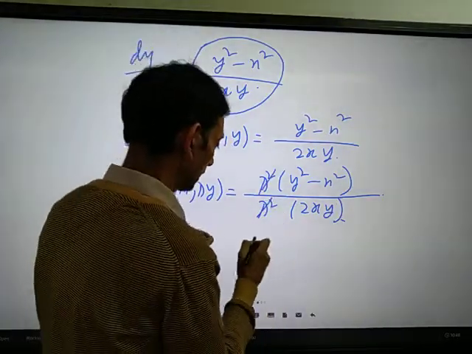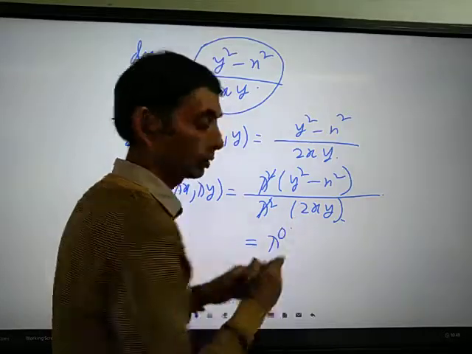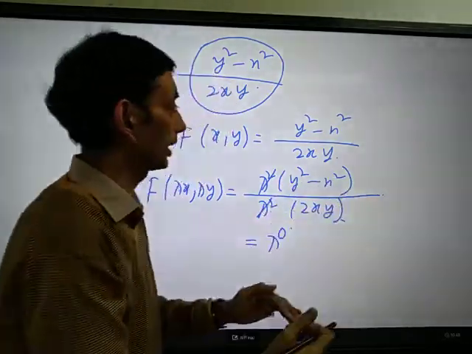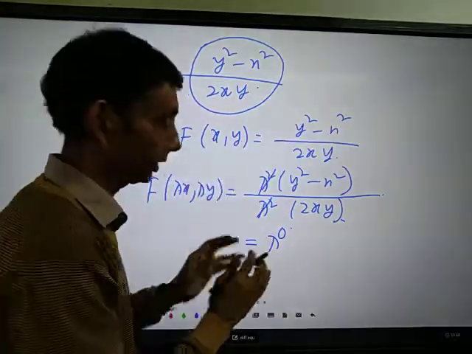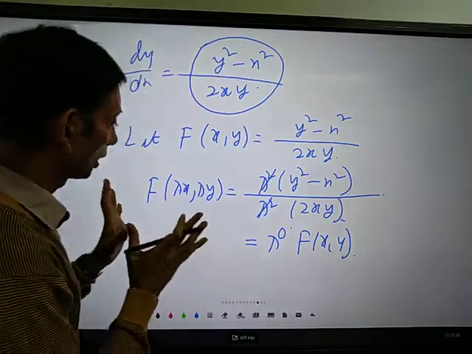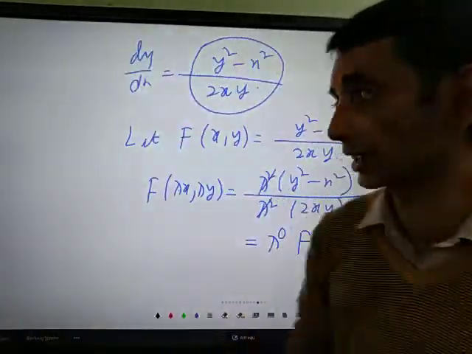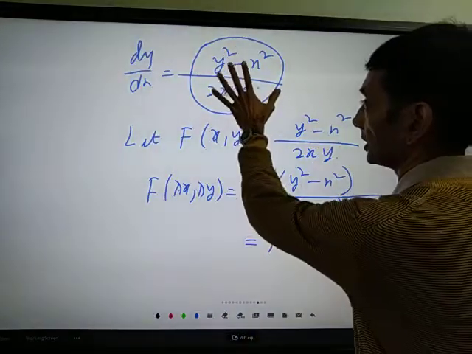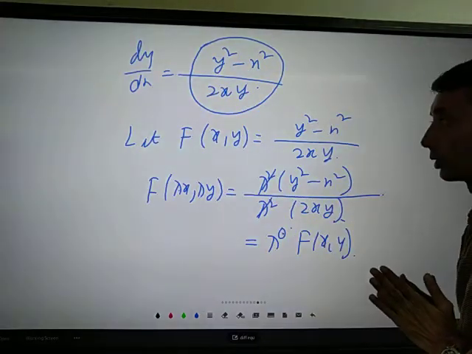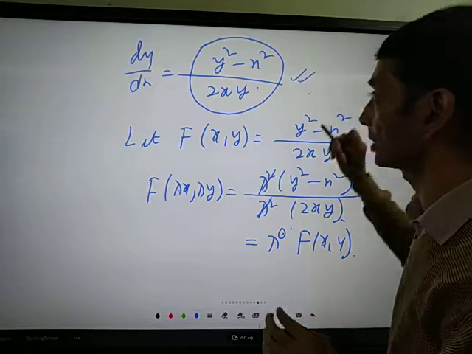So you can write this as lambda to the power 0. Fine. Then what is this? y square minus x square upon 2xy. This is exactly the same as f of x, y. So clearly this is a homogeneous function, and the degree of the homogeneous function is 0. Okay. Therefore, this is a homogeneous differential equation.